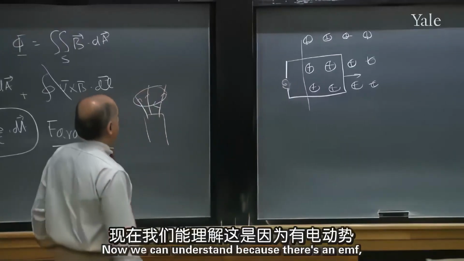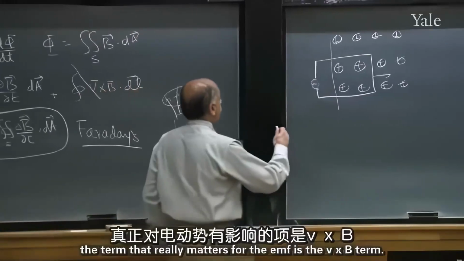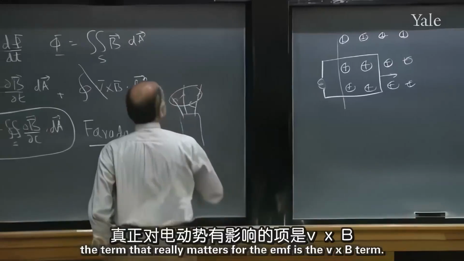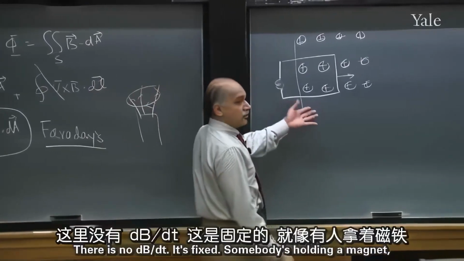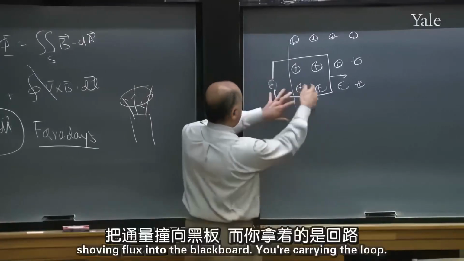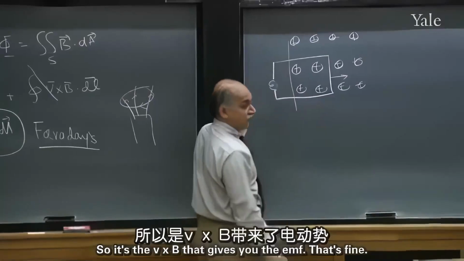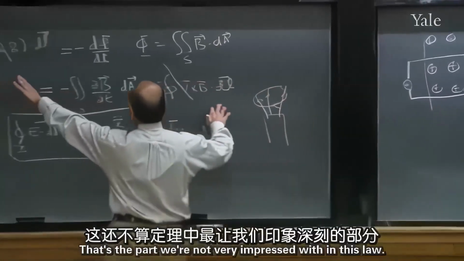Now we can understand that because there's an EMF, and the EMF is coming because in this example, the term that really matters for the EMF is the V cross B term. There is no dB/dt. B is fixed. Somebody's holding a magnet, shoving flux into the blackboard. You're carrying the loop. So it's the V cross B that gives you the EMF. That's fine. That's the part we're not very impressed with in this law.